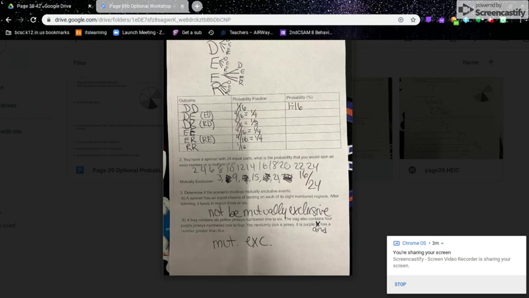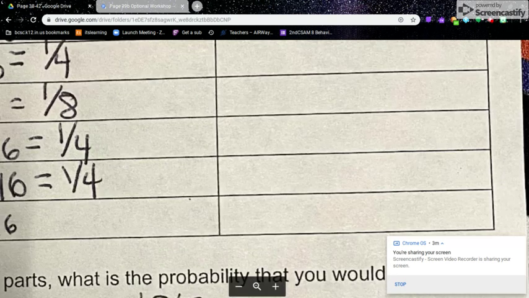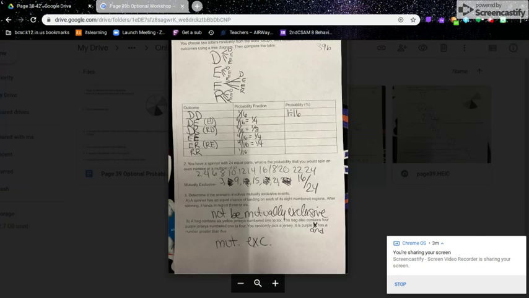On the next one, it says that you spin a spinner. See if I can zoom in a little bit without it. Nope. Whatever. You have it in front of you too. You spin a spinner, and it has 24 equal parts. What's the probability you would spin an even number or a multiple of 3?